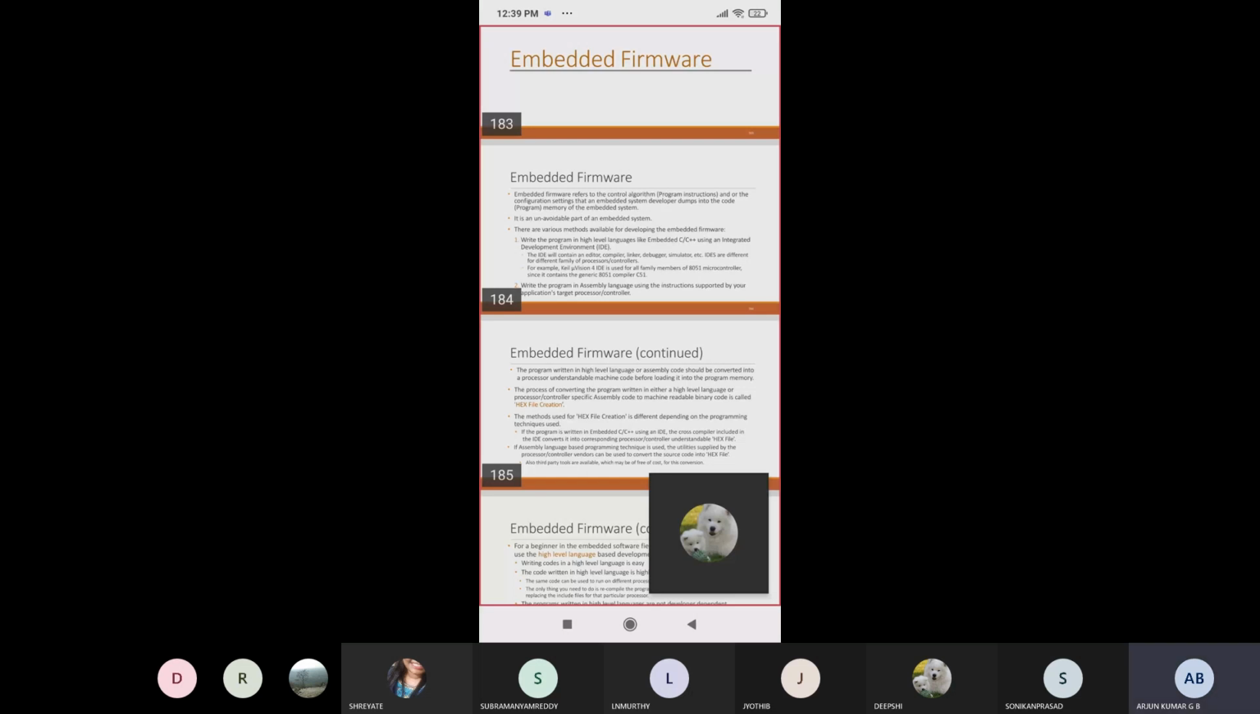Just ALP programs are used, and sometimes C++ embedded-based programs are used to build the control algorithms. There is the Keil software. Keil microVision is an open source platform, and using that we can easily simulate the programs.